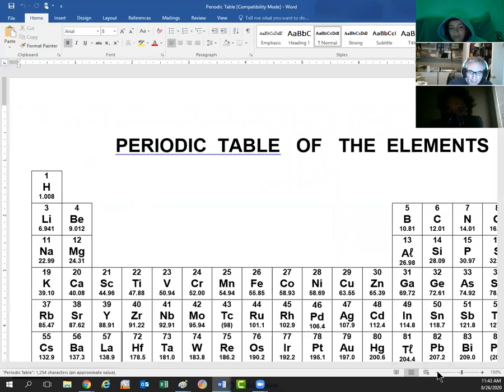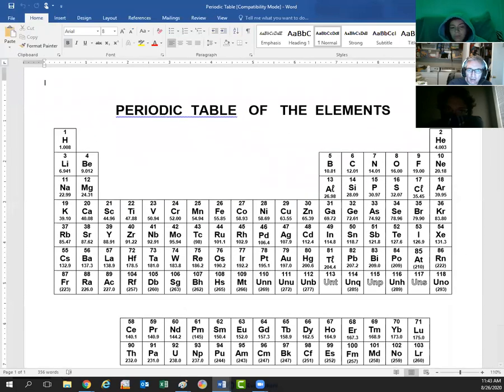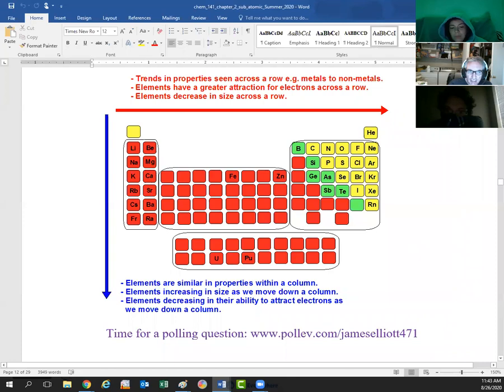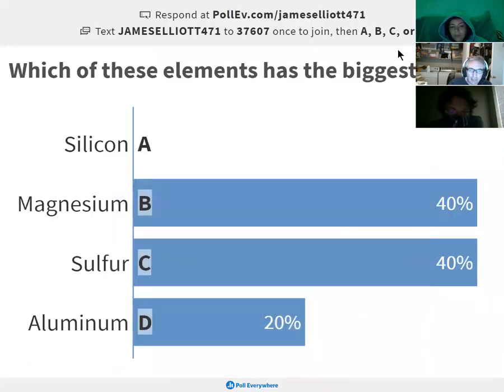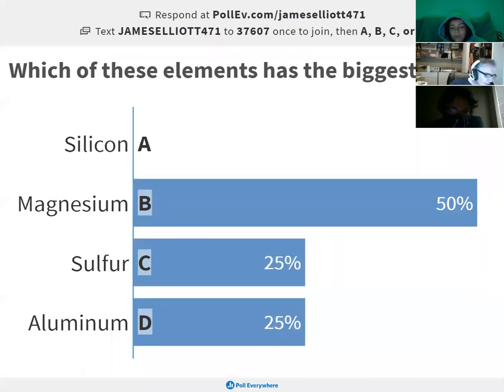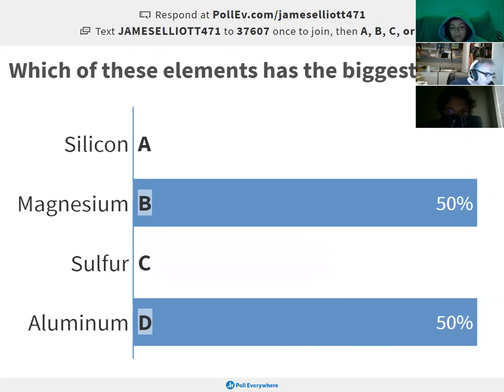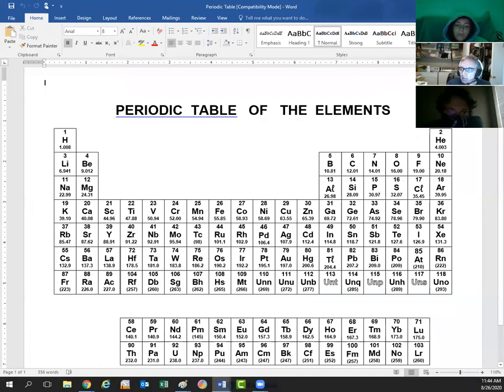Might help if we look at a periodic table as well. See, what were our options again? Silicon, magnesium, sulfur, aluminium. So we have, let's see. Silicon, oh, why is my pen not working? So silicon, magnesium, aluminium. What was the last one? Sulfur. Okay, thank you.